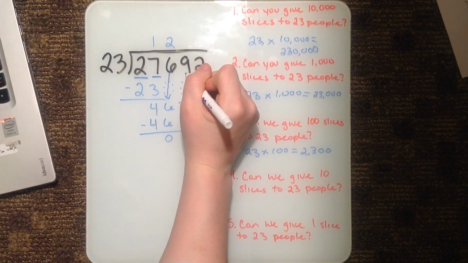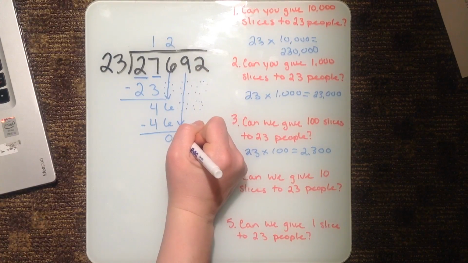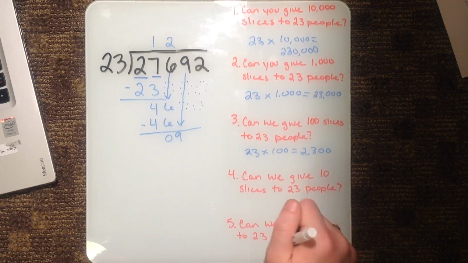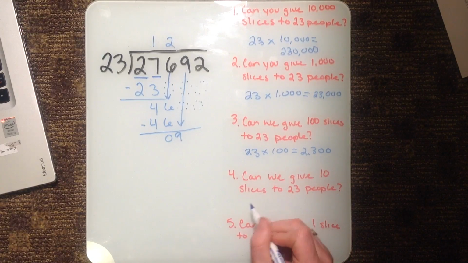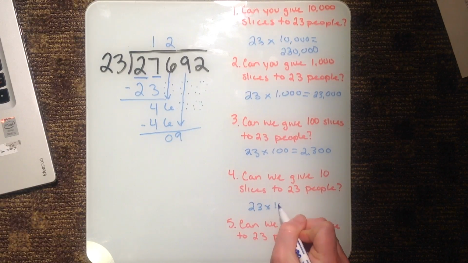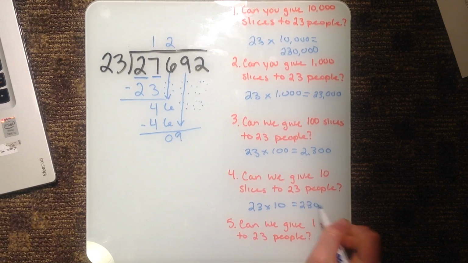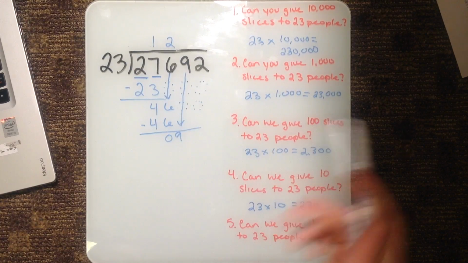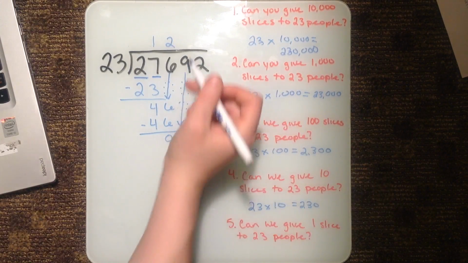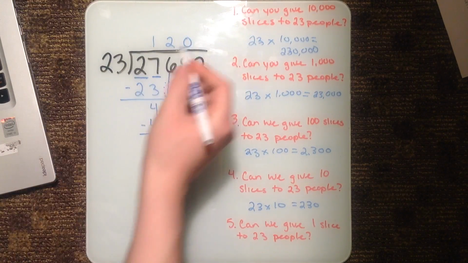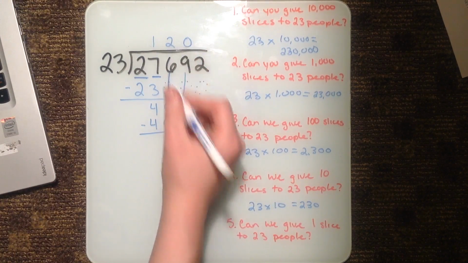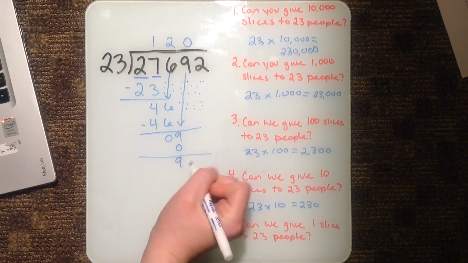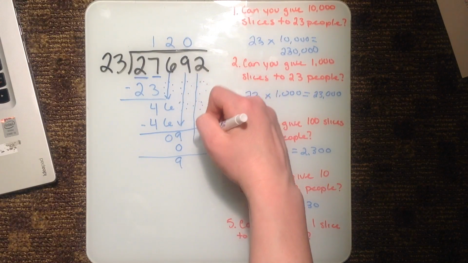The next step would be to bring down the 9 so that we can work with the tens place. And we would ask, can we give 10 slices to 23 people? 23 times 10 equals 230. Because in this place value we only have 9, we don't have enough to give away 230 slices. So we put a 0 in the tens place, and if we do the same step as before, we'd have 0 here. 9 minus 0 equals 9. And then we would bring down the 2.